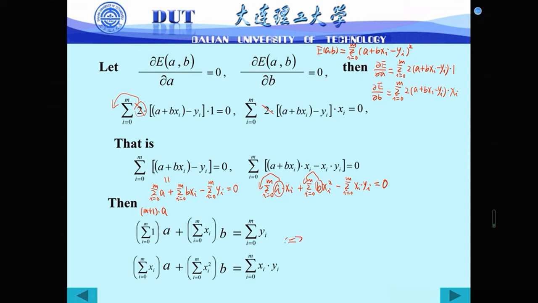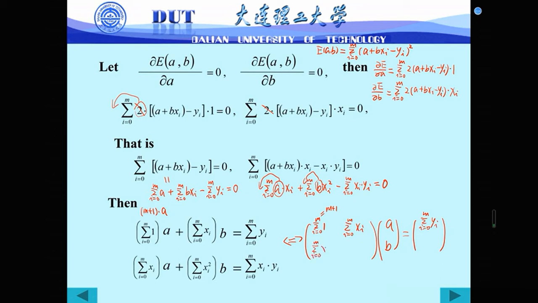Of course we can write it in matrix form. The two unknowns are A and B, so it is a 2x2 matrix. The first element is the summation i from 0 to m of 1. Actually, it is just equal to m plus 1, right? And the second element is the summation i from 0 to m of x_i, multiplied by b, right? On the right side, the first element is the summation of y_i. Clear?